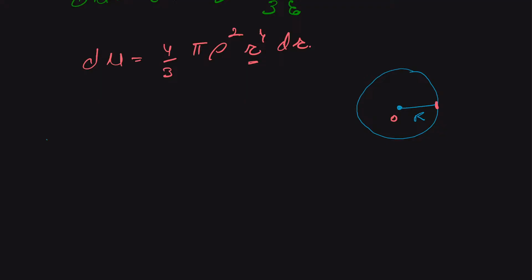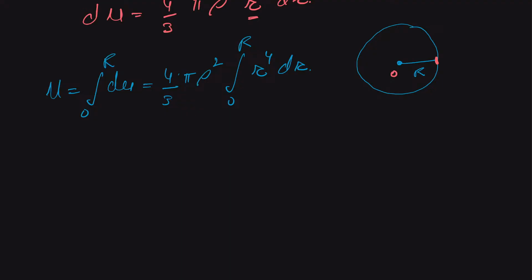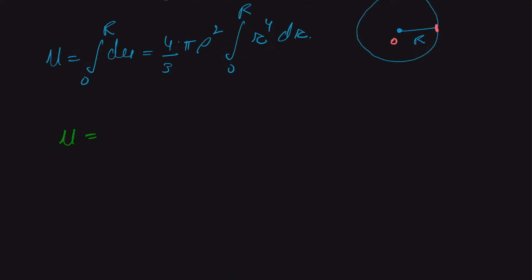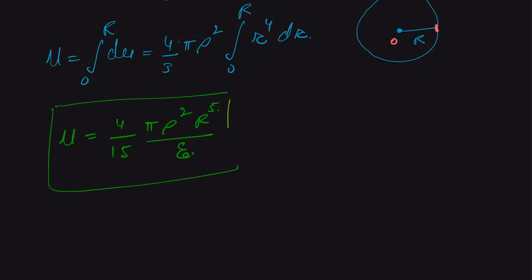Therefore we can say that our U will be equal to the integral from 0 to R of dU, and we get this as 4 by 3 pi rho square, integral of r raised to power 4 dr, and this gives us the total energy U, which will be r raised to power 5, so this comes as 4 upon 15 pi rho square R raised to power 5 divided by epsilon naught. So this is our total energy.